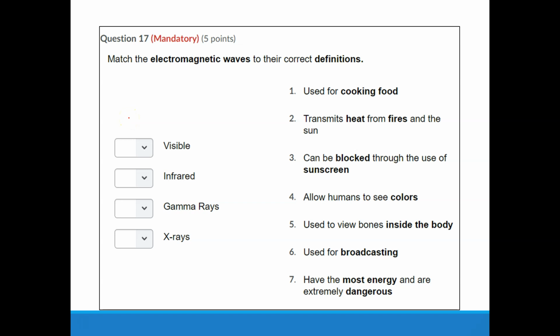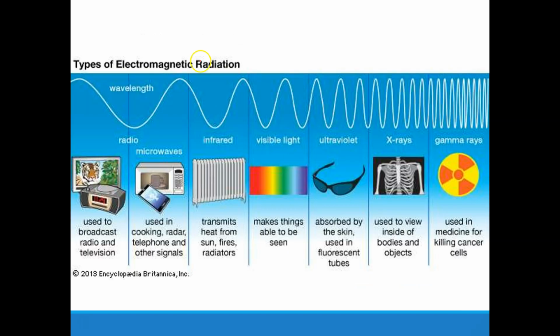All right, the next one is talking about the types of electromagnetic waves. So let's take a look at these. We talked about how radio waves are used for broadcasting, radio, and TV. Microwaves are used for cooking, for telephones, etc. Infrared is the type of electromagnetic radiation that causes heat, like heat from the sun, heat from fires. Visible light allows things to be seen, specifically allows us to see all the different colors of the rainbow.